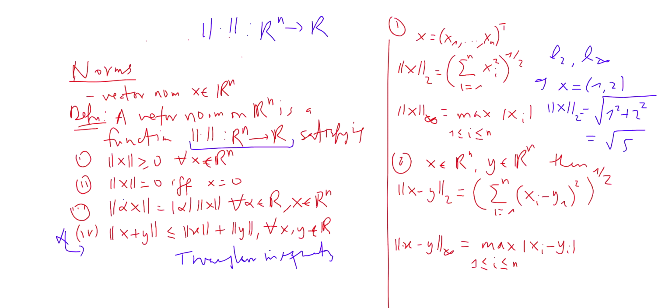Then there's the L infinity norm. So this is the L2 norm, then there's the L infinity norm. The L infinity norm is the maximum of the absolute values of the individual elements in the vector.